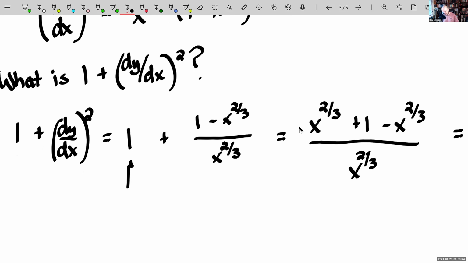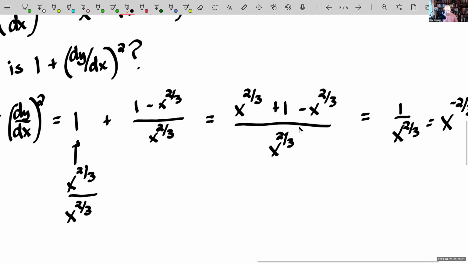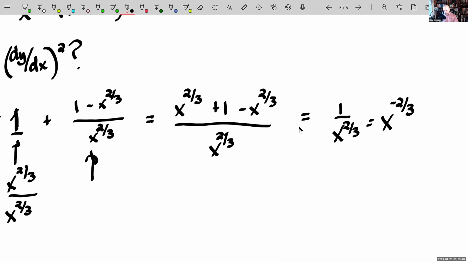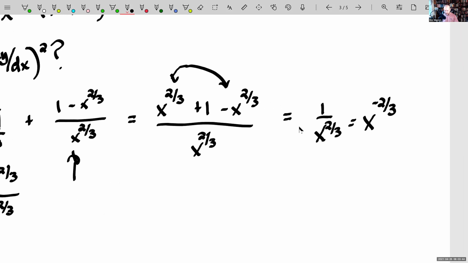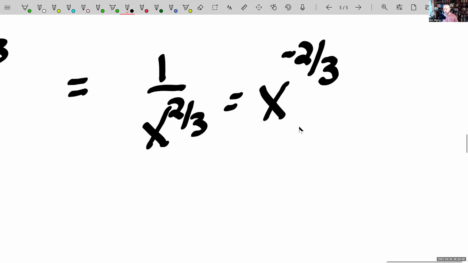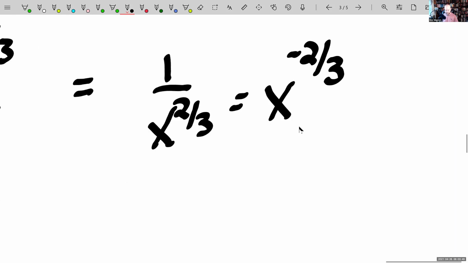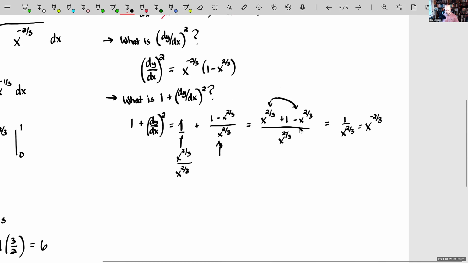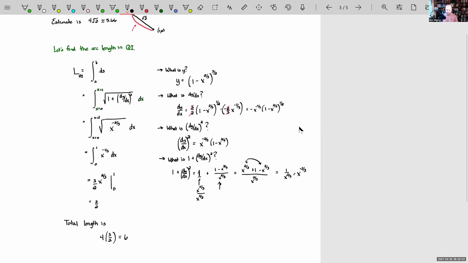So 1 is the same thing as x to 2/3 over x to 2/3, right? And so now that this 1 and this fraction have the same denominator, I glued them together. And notice x to 2/3 minus x to 2/3, they cancel. So you have 1 over, and 1 over something is just x to the negative power. All right. Let's do another example.